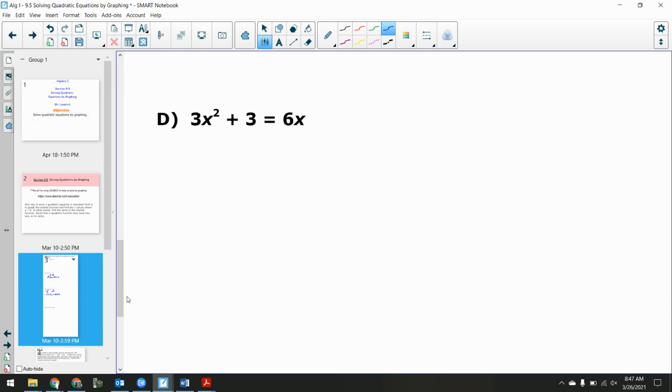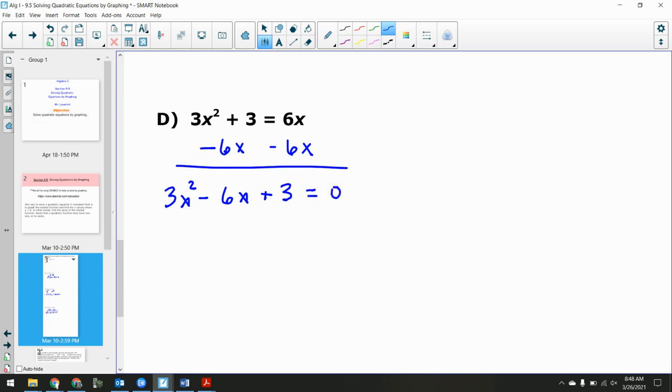What do I do to get this into standard form? Subtract the 6x. Right, I subtract the 6x. So that's going to get me 3x squared minus 6x plus 3. Let's graph that now. 3x squared minus 6x plus 3.